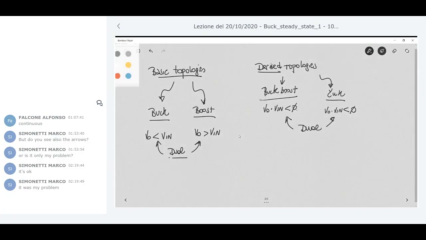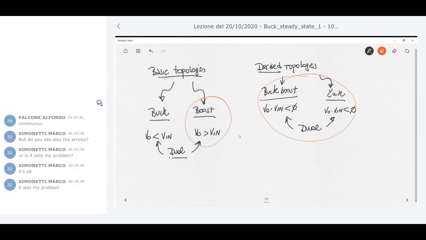If you look at these topologies here, for example, the boost and this one, this is something that you cannot obtain with the linear voltage regulator. The linear voltage regulators are regulators made by transistors operated in their active region. For a linear voltage regulator, you can only obtain VO less than VIN. You cannot obtain an output voltage higher than VIN, or an output voltage which has the opposite sign with respect to that of the input voltage.